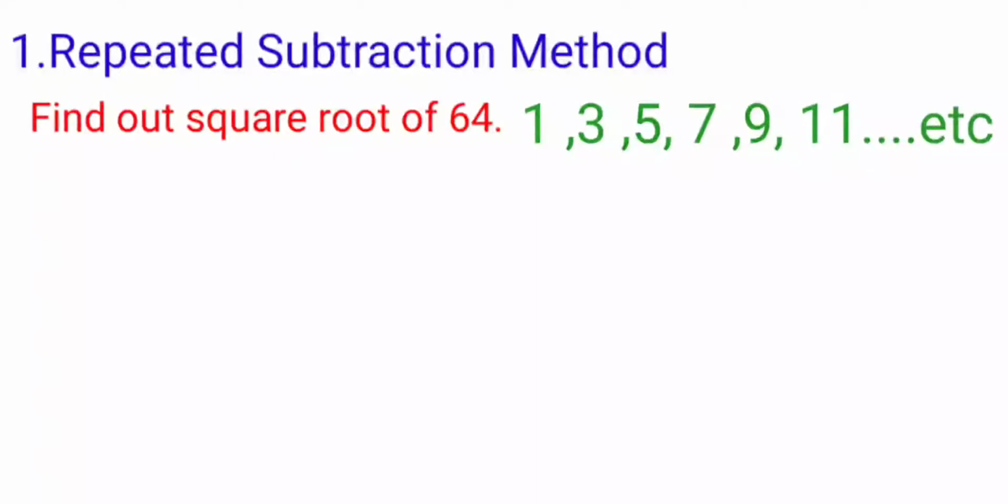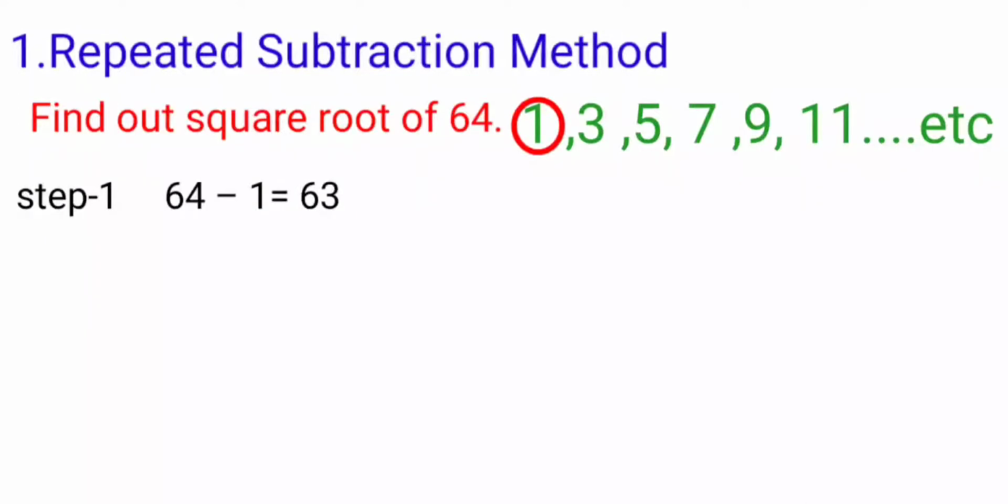This was the table. Now, to find the square root, we have three methods. The first one is the repeated subtraction method. Example: find the square root of 64 through the repeated subtraction method. We subtract successive odd natural numbers starting from 1: 1, 3, 5, 7, 9, 11.